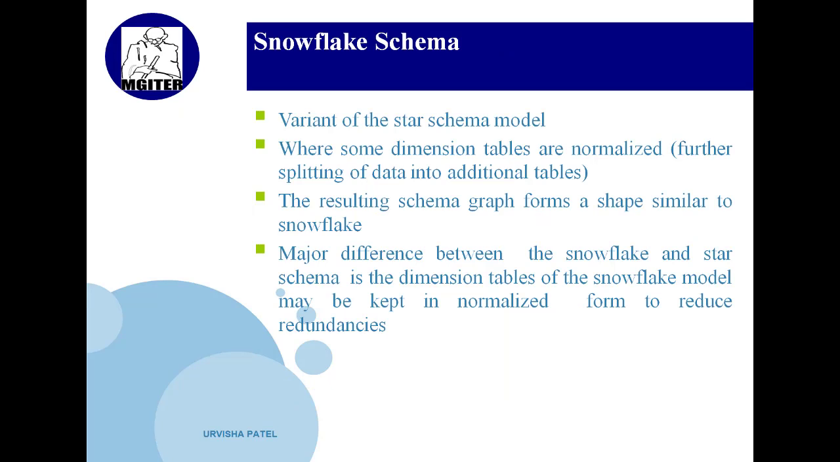Next is snowflake schema. The snowflake schema is a variant of the star schema model where some additional dimension tables are normalized. Normalized means your dimension table is connected with another table. That is called normalization. And the resulting shape is similar to a snowflake, so it is called snowflake schema.